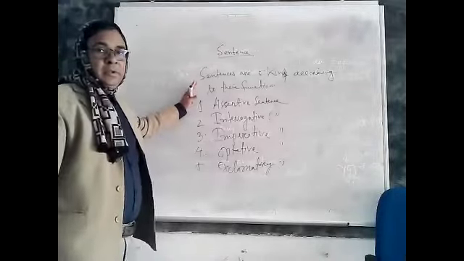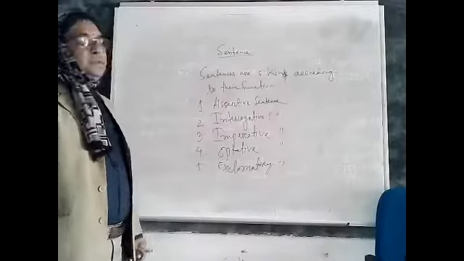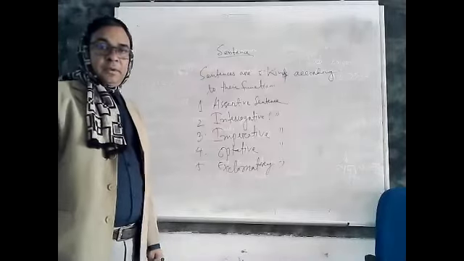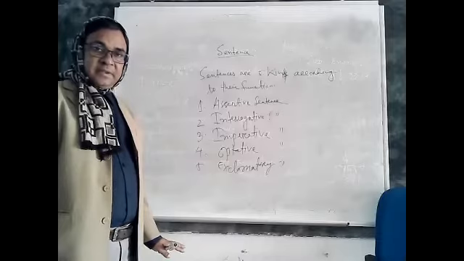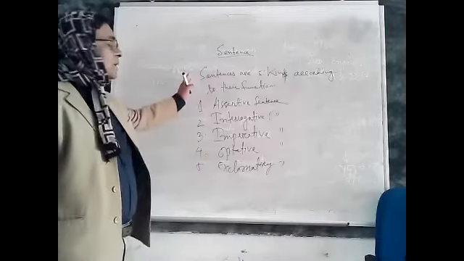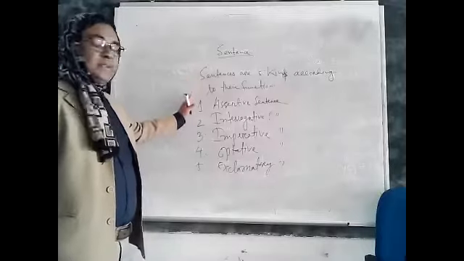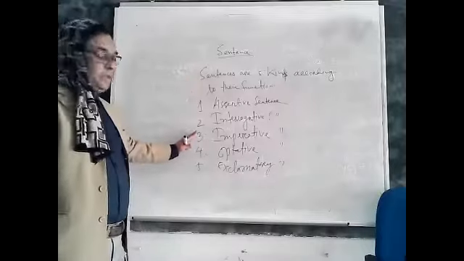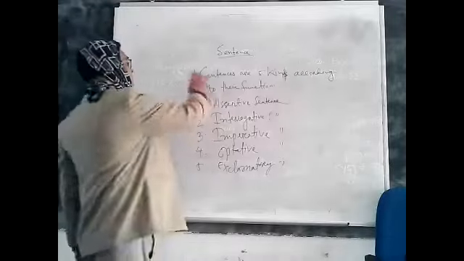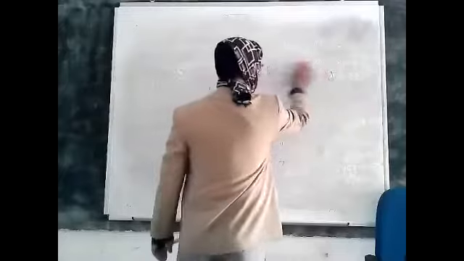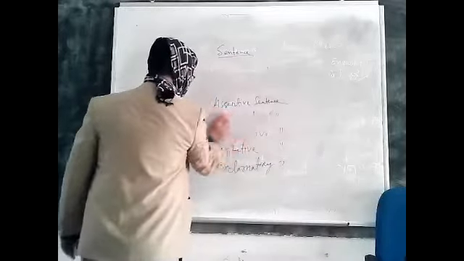Now we will discuss this. So you have learned what is a sentence, how many kinds of sentences. Five kinds of sentences: assertive, interrogative, imperative, optative, and exclamatory. Now we will see assertive sentences.